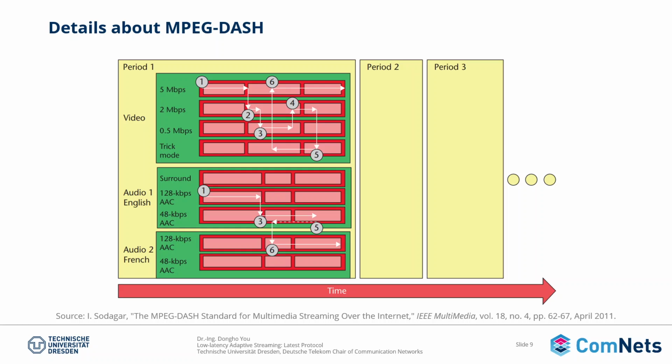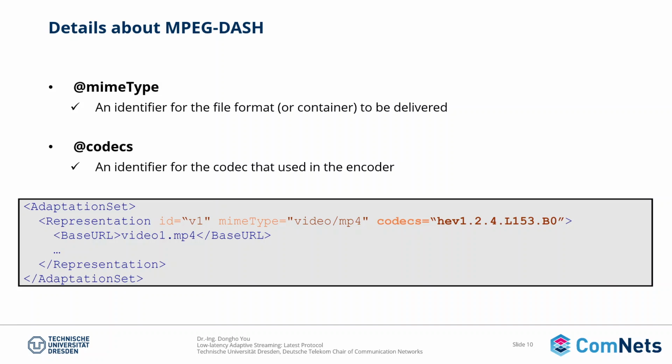Like this, according to the user channel status and device capability, the user client can request different qualities of multimedia segments adaptively and dynamically by using this MPD. So now let's see one basic MPD example. As you can see, there is only one adaptation set here, which means that there is only one multimedia component to be delivered.